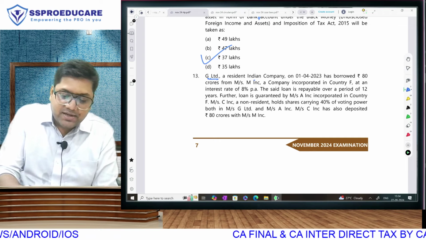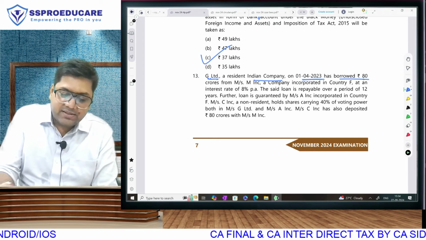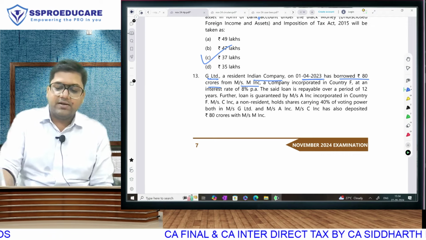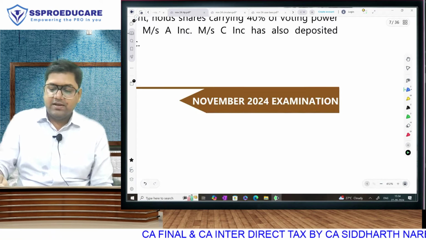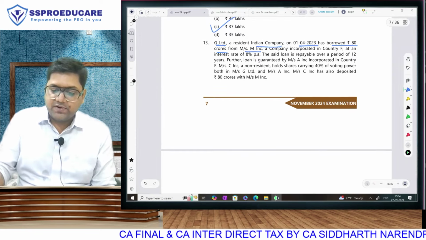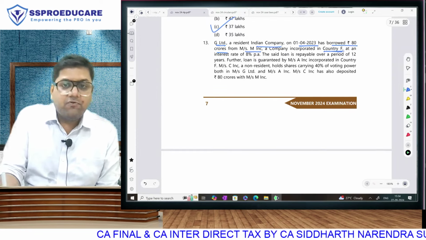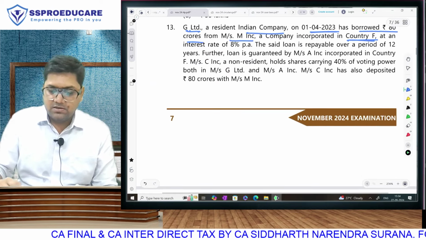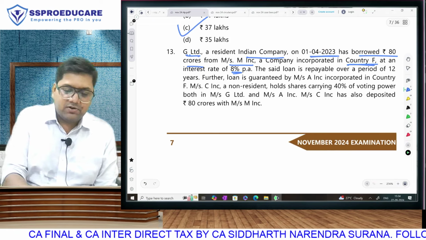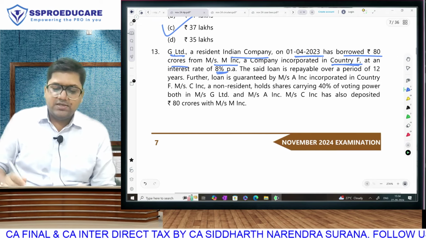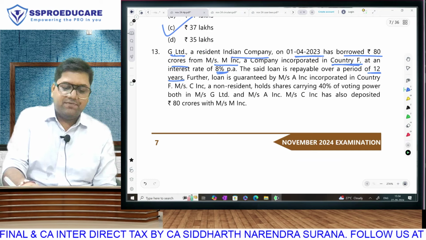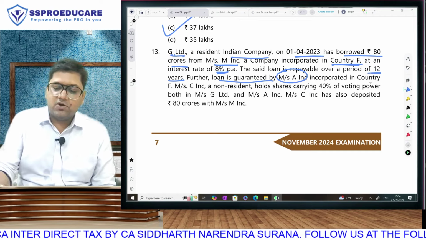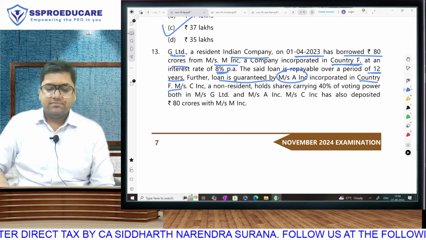Okay. So look what is happening. G Limited, a resident Indian company, on 1st April 23 has borrowed 80 crores from Messrs M Incorporation, a company incorporated in country F. That means, can I say the Indian company is the borrower that has borrowed funds from a foreign company that is located in country F? Indian company is the borrower at an interest rate of 8% per annum. Okay. The loan is repayable over a period of 12 years.